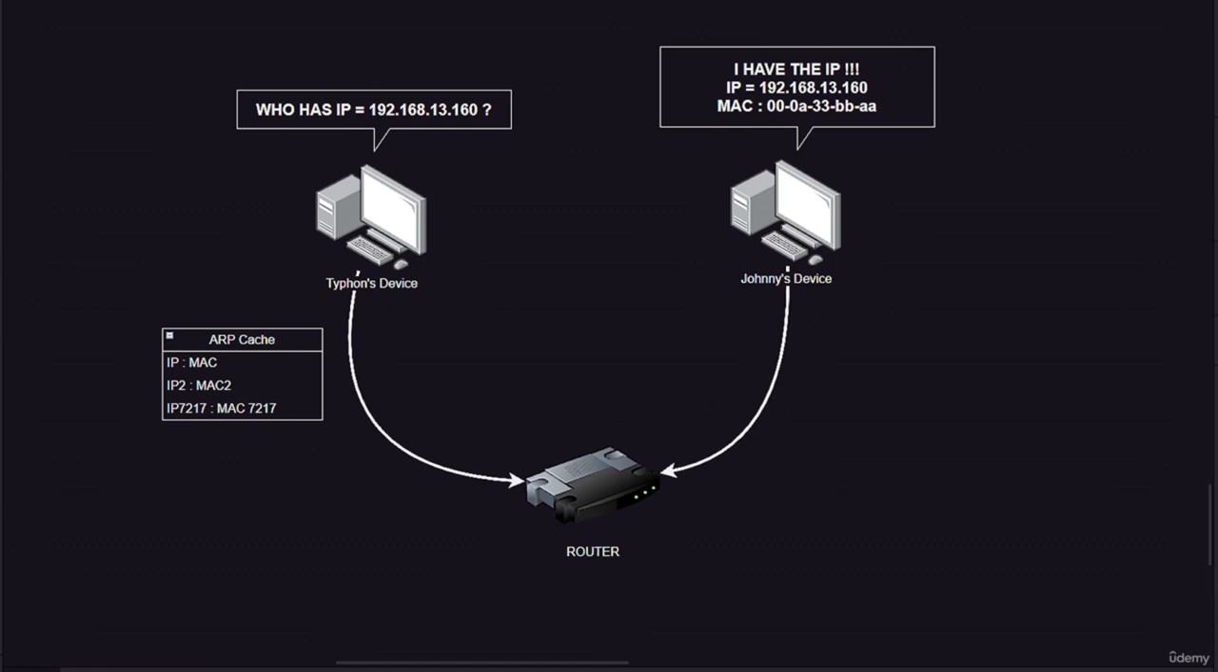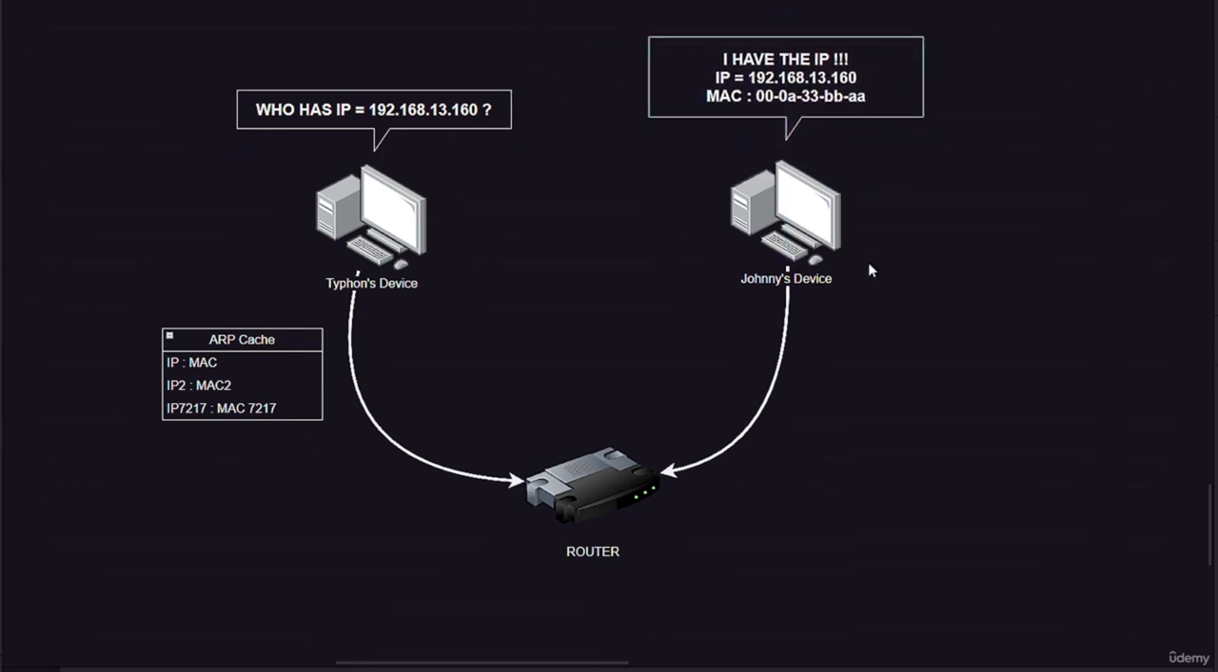In this case, the router is going to find Johnny's device, and after that, Johnny's device will send a signal back. Since we are asking who has this IP address, in this case it is Johnny's device. So the devices that are not Johnny's device will ignore this request, while Johnny's device will give a reply with the corresponding MAC address here, right? This way, Typhoon's device will get to know the MAC address of Johnny's device.